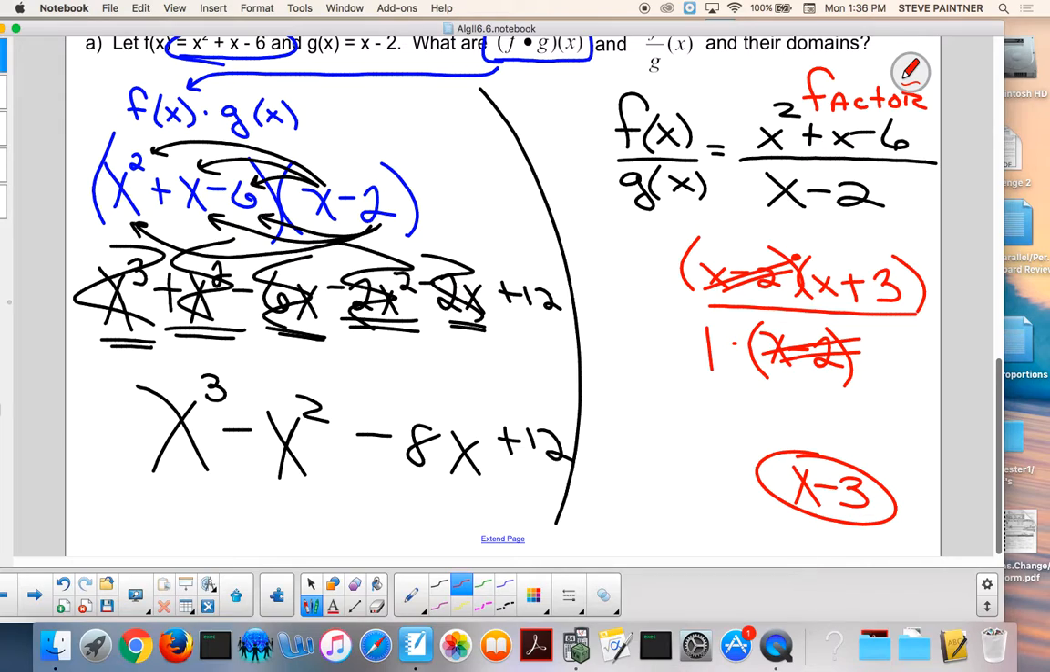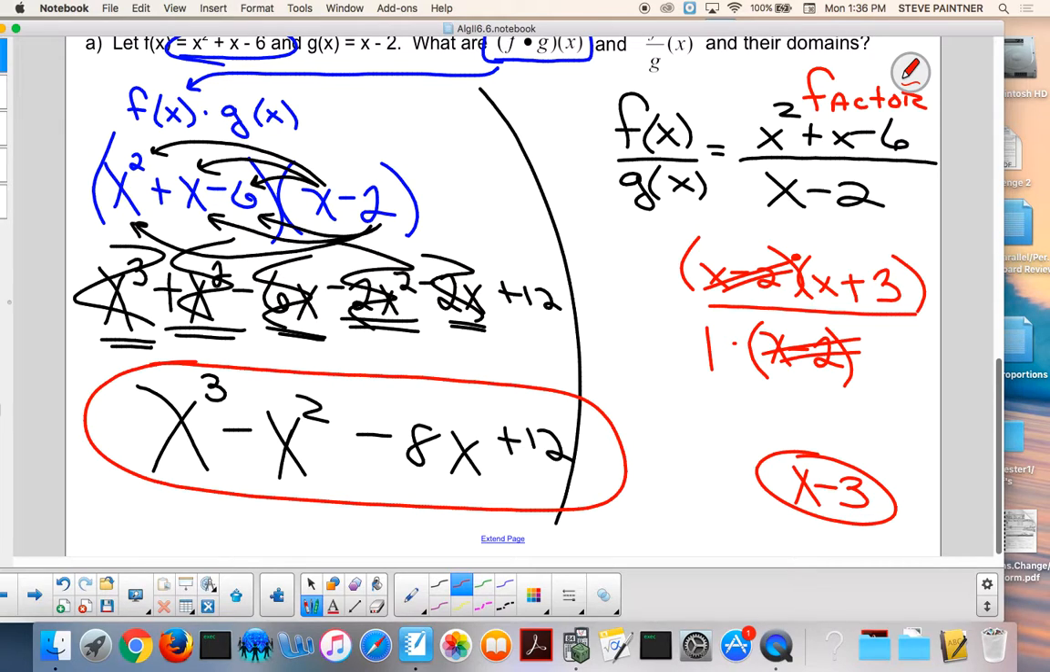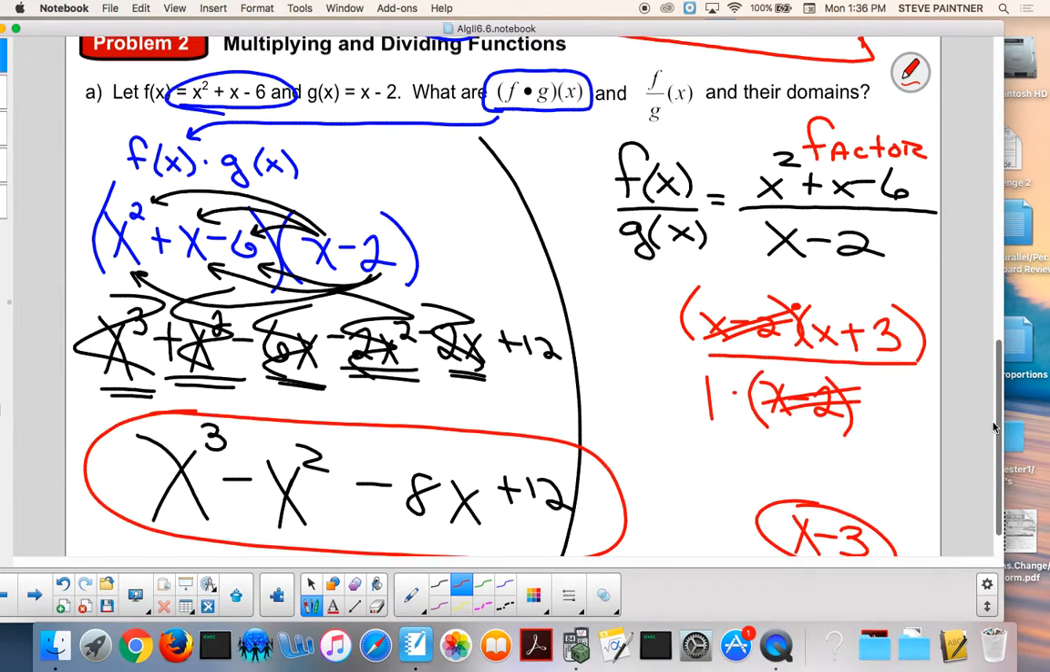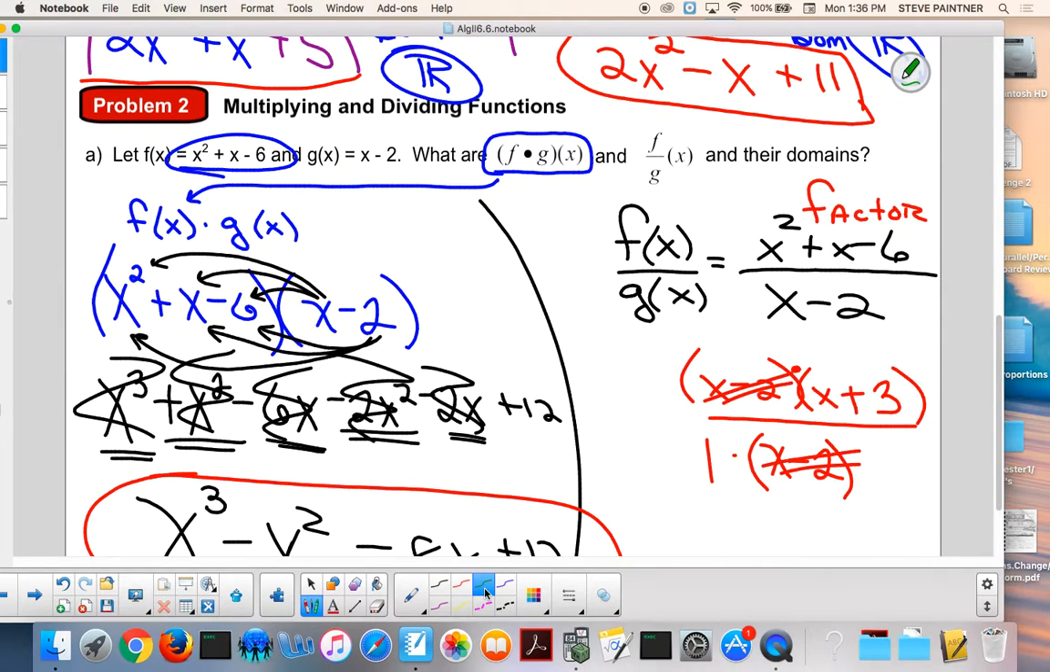That's it. Now, hang on. We haven't talked about domain of any of this. So what's the domain of this? What can I actually put in? All real numbers. It is because it is. Look, what's the domain of this one?